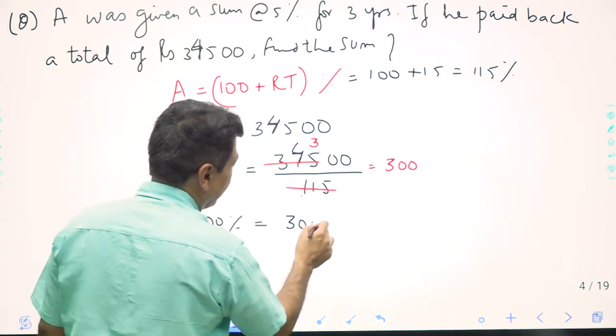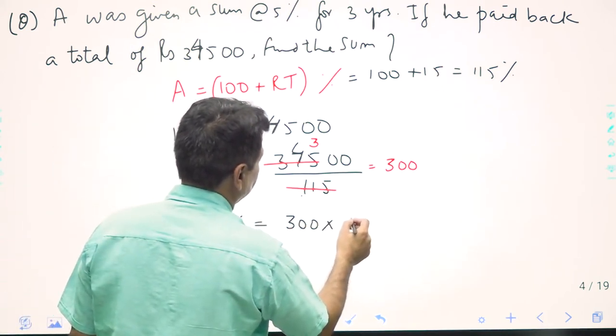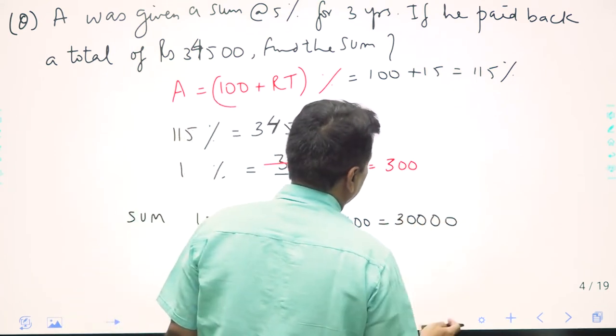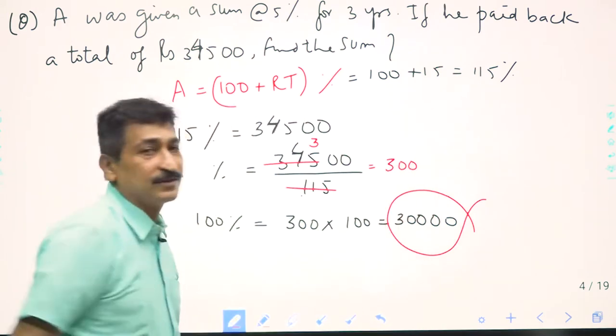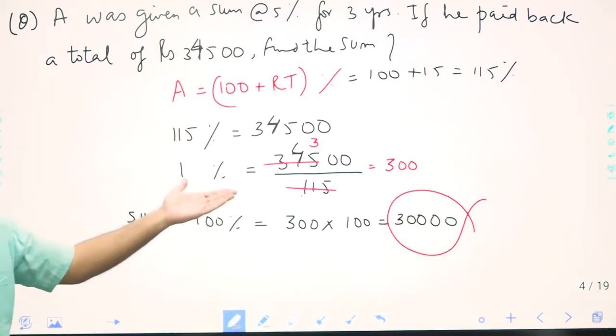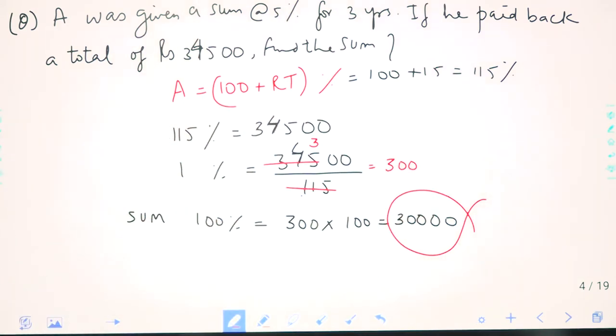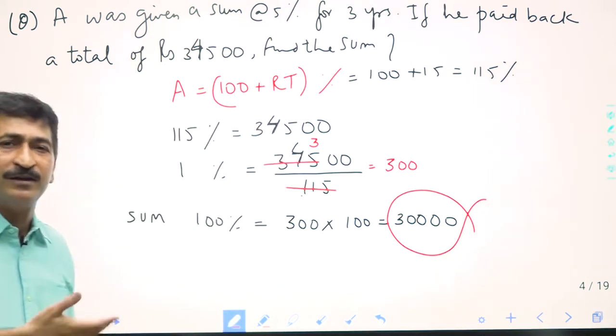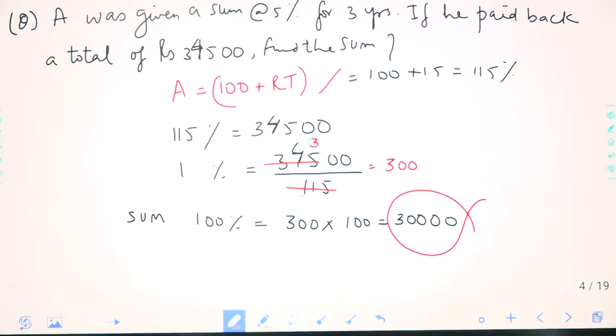So we want to determine the sum, the principal, and principal is 100%. So 300 into 100, so the answer is 30,000. So this is how you determine, this is how you calculate. Even if it would have been 75, 15 5s are 75, you can always easily calculate that also.